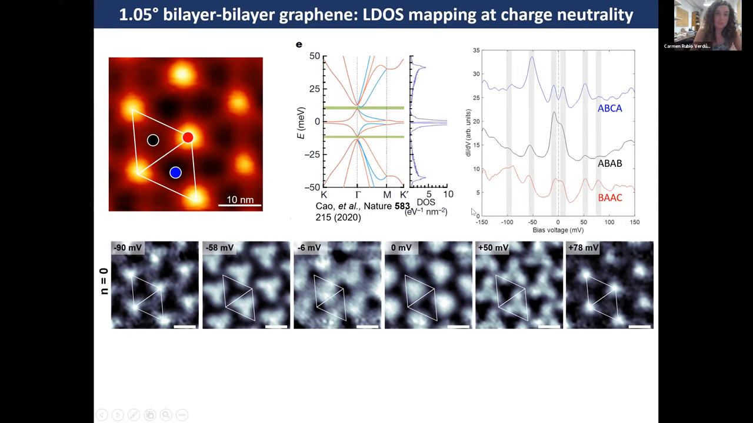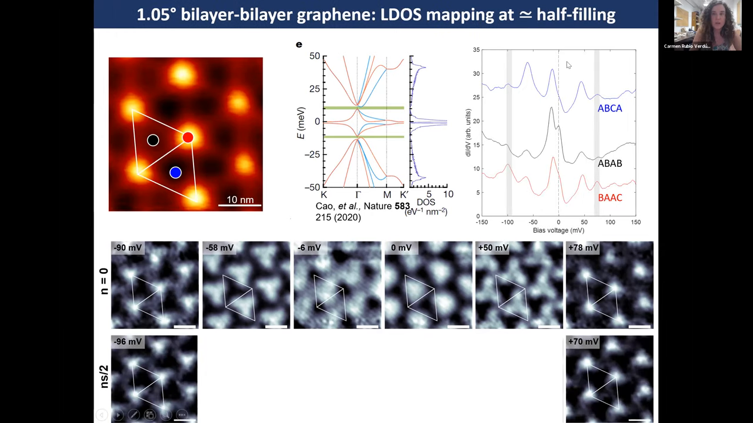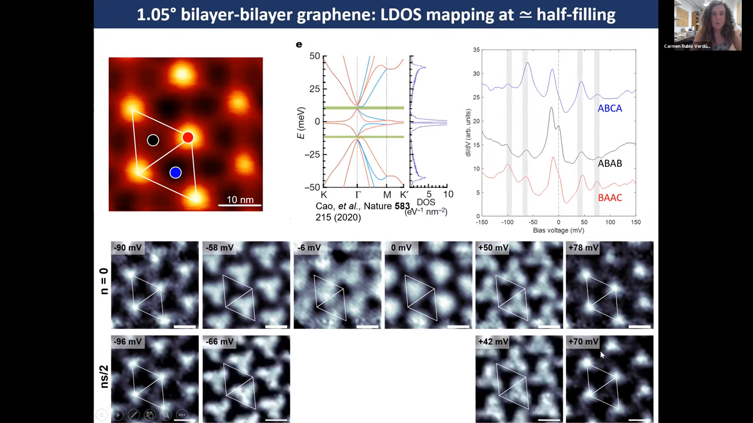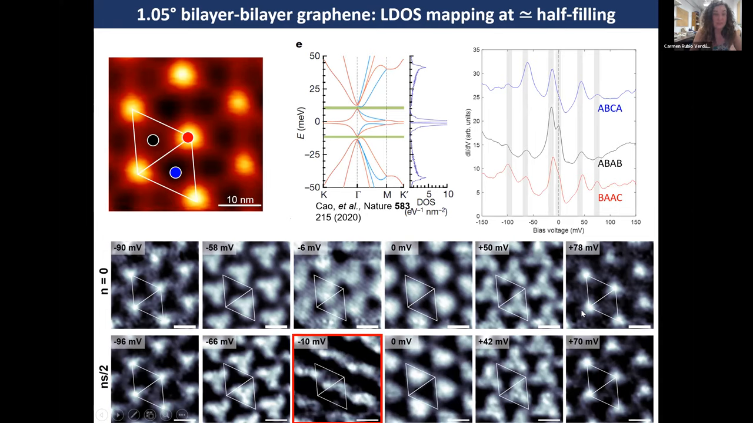So I mentioned before that we can dope the system, right? So let's see what happens when we move the Fermi level to the conduction band, to the conduction flat band. I'm going to do the same. I will show the local density of states in this region at different energies. So at high energy, we have the very same, the AA sites are bright. When we set the energy to the remote bands, you see these triangular shapes again that change to this domain. And now, when we set the energy to the flat bands, it completely changed, right?